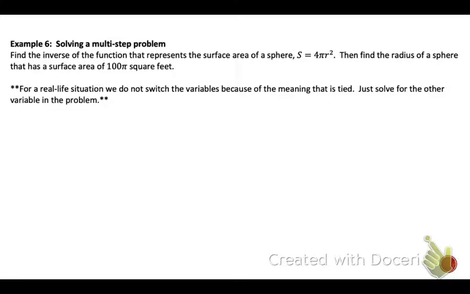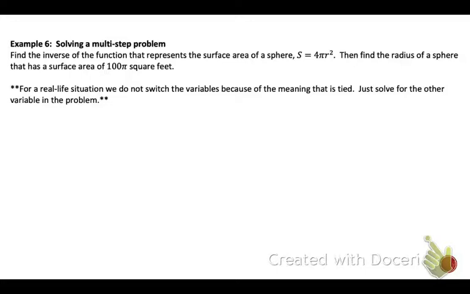Now look at example 6. So let's look at a formula. We can find the inverse of a formula. It's a little different when we have an equation that's in x and y form. So we're going to find the inverse of this function or formula that represents the surface area of a sphere. So S equals 4 pi r squared. R is the radius of the sphere.